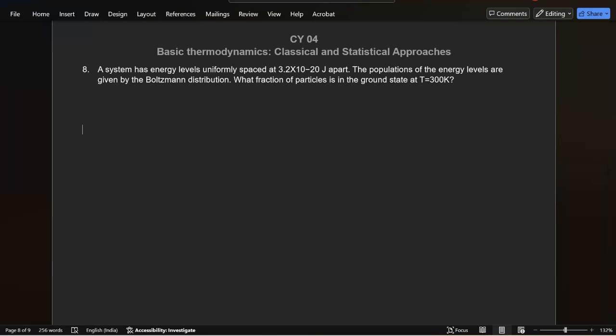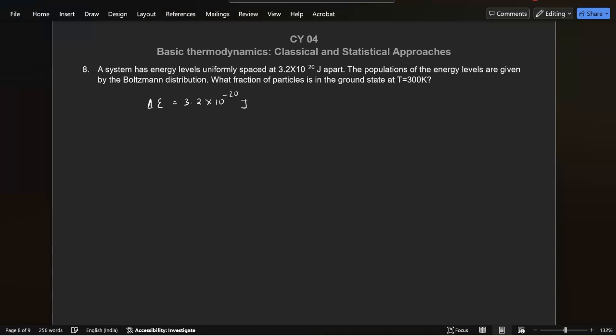Okay. Now we need to find out a similar problem. Now what are they telling us? We have a system with energy levels uniformly spaced like this. So that means the delta E between the levels is 3.2 times 10 to the power minus 20 J.